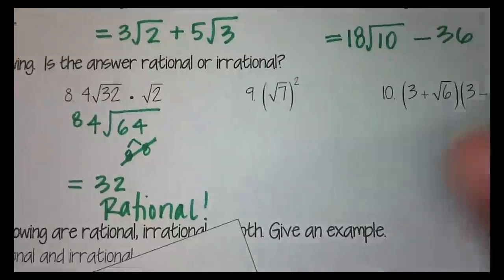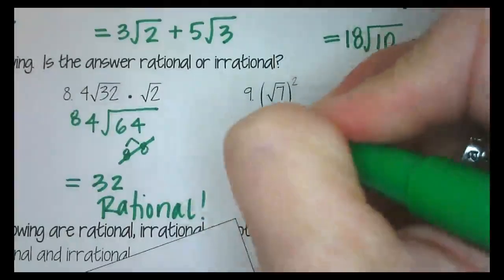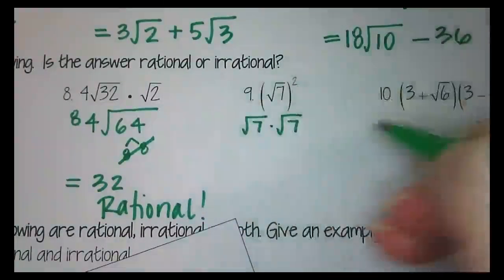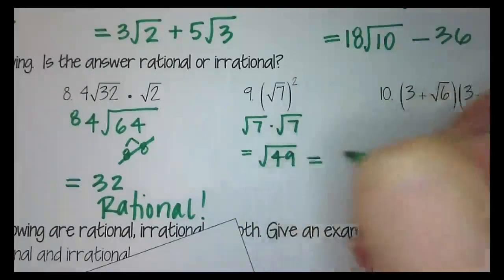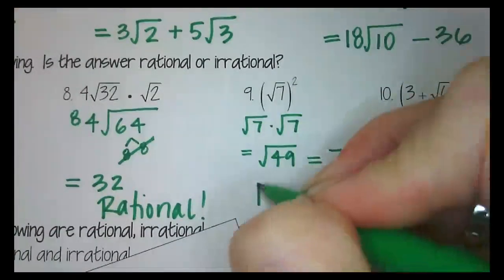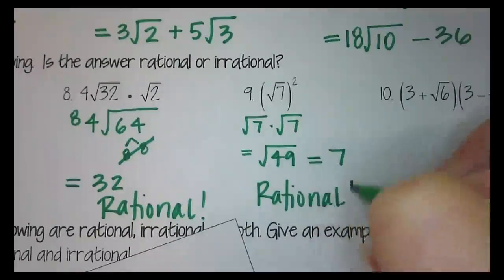All right, number 9, this is square root of 7 squared. So that means square root of 7 times square root of 7, which is square root of 49, which is 7, and that is rational. Wow. 3 in a row.